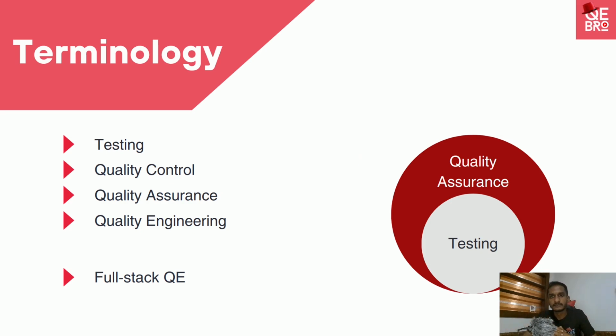Then we have quality engineering. Again, quality assurance and quality engineering are more or less referring to the same thing. So testing and quality control versus quality assurance and quality engineering. Those are the four terms which are mostly used. So I hope everything is clear to you guys up to now.